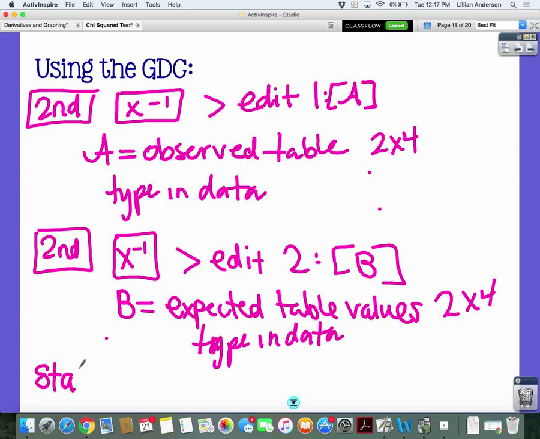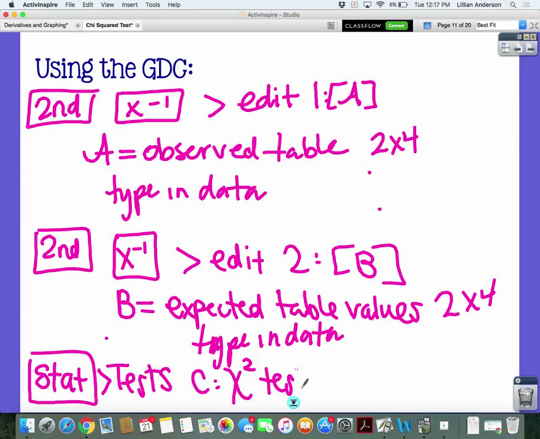I'm going to write that down. You press the stat button. You go over to test. And then you go down to option C, which is the chi-squared test. Make sure it's C, because as you see, D was another chi-squared, but it wasn't this chi-squared.